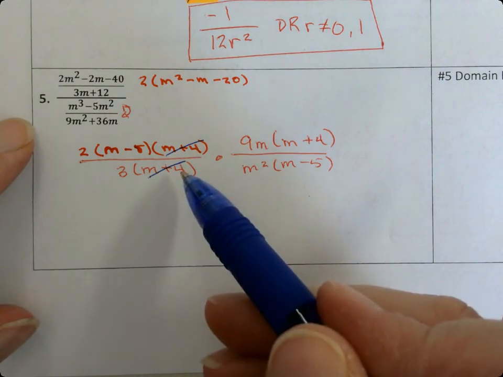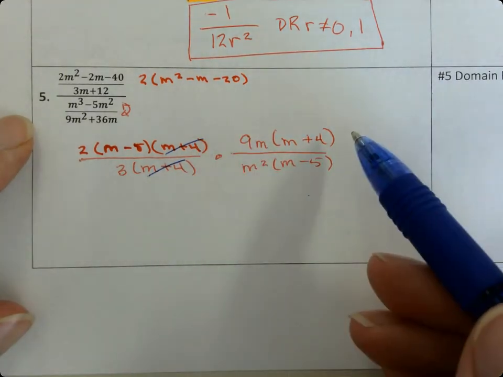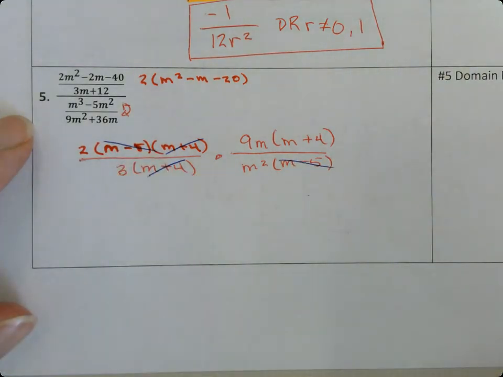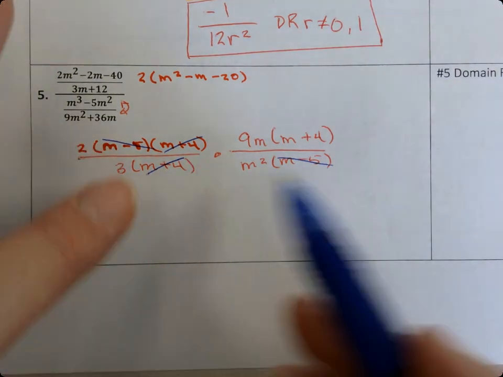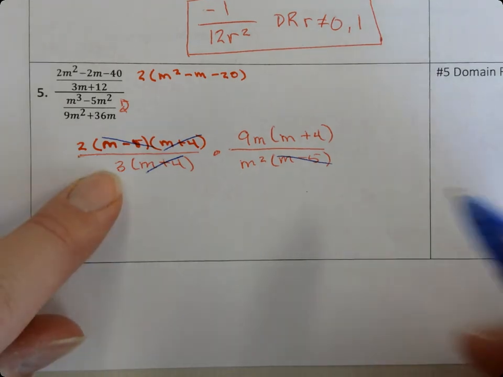So I saw this one. Maybe you canceled these two, but it's a 1-to-1 ratio. You can't cancel 3 of them. And the M minus 5 cancels. Anything else? There's more. So we canceled out common binomials, but don't forget the monomials.